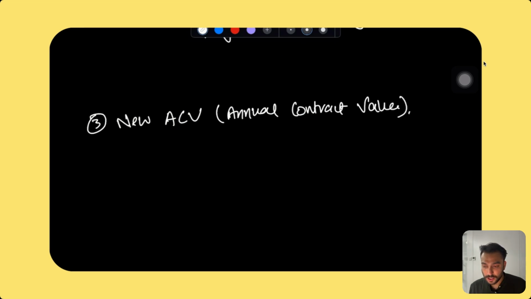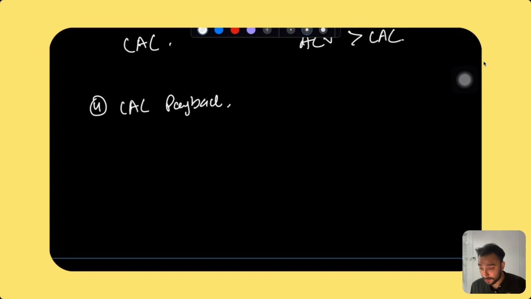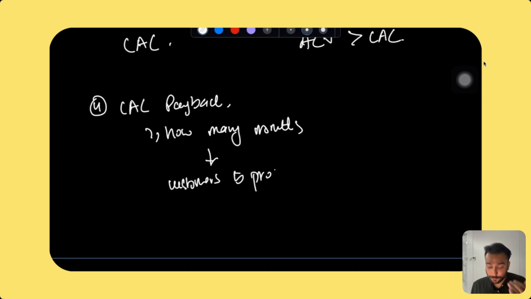Okay, next up we have new annual contract value versus customer acquisition cost. Annual contract value is basically how much new value you're bringing in from your customer. Ideally, your annual contract value should be greater than your CAC, because if it's not, then you don't have healthy unit economics. Next up is the CAC payback period, which basically means how many months it takes for the customer to generate enough profit for you to get back your customer acquisition cost.